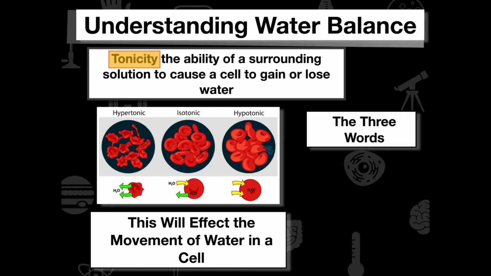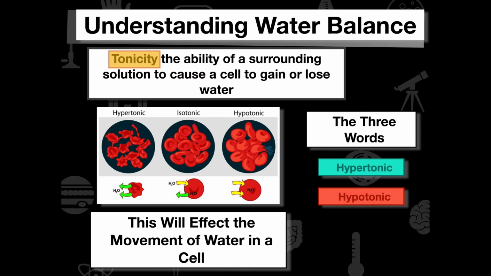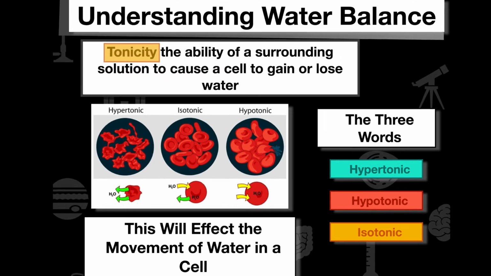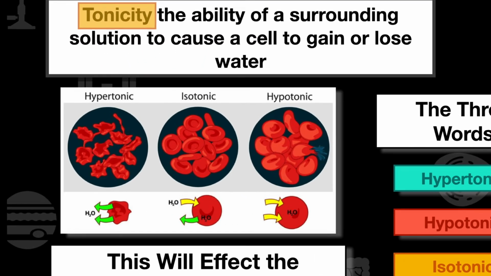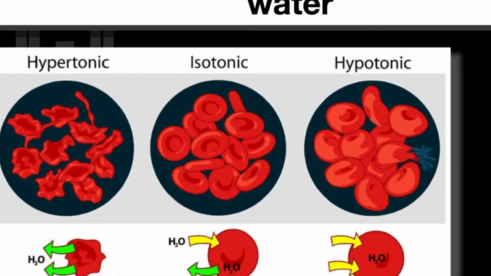There's three vocab words that you're going to have to talk about, and they describe the solution in the glass: hypertonic, hypotonic, and isotonic. These are the solutions in the glass that we're looking at in comparison to the solution in the cell. Let's look at these three vocab words and these three scenarios to understand this in more detail.